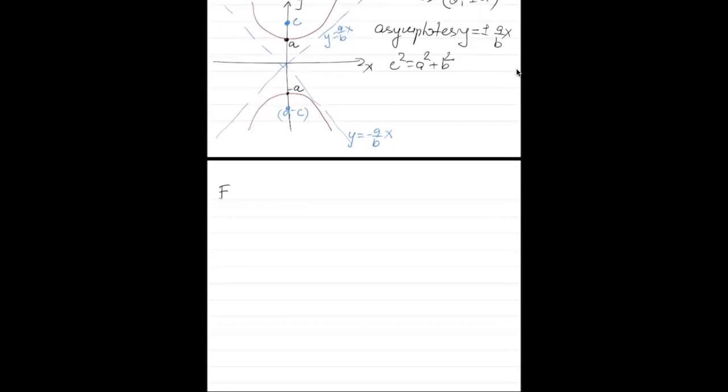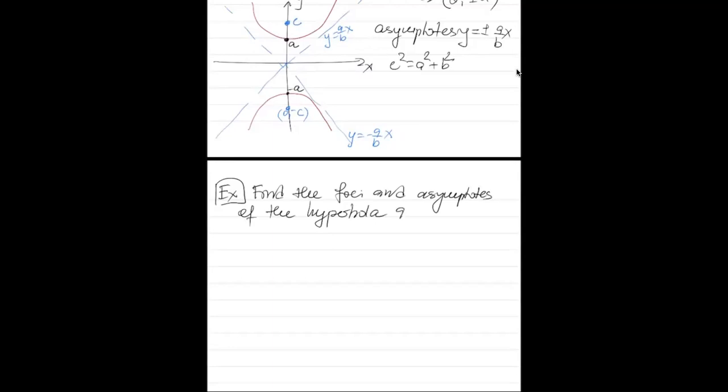Now, a couple of examples. Find the foci and the asymptotes of the hyperbola with equation 9x squared minus 16y squared equals 144, and then sketch it.